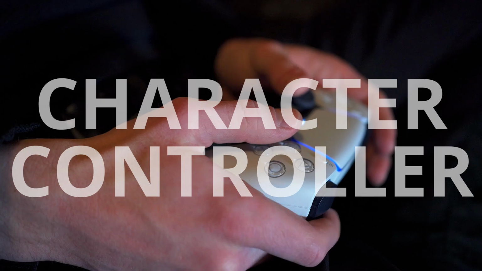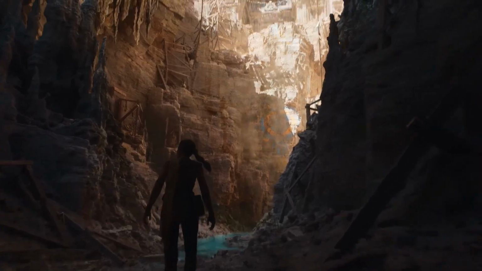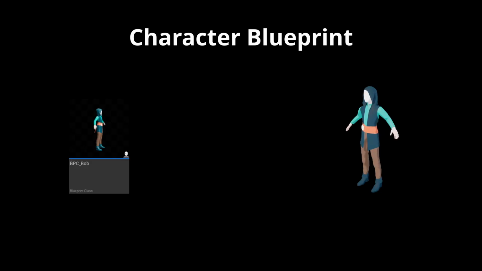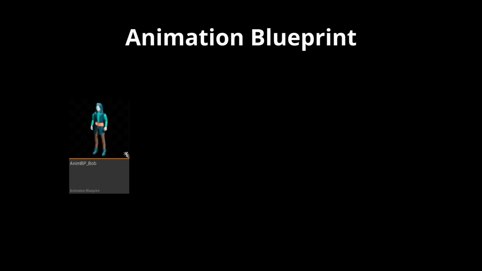We're not done yet. I need a character controller to give orders to Bob. There are two main components that make up a character controller: a character blueprint and an animation blueprint. The character blueprint is in charge, among many other things, of receiving inputs from the player and deciding what Bob should do, while the animation blueprint is in charge of choosing what animation Bob should play.